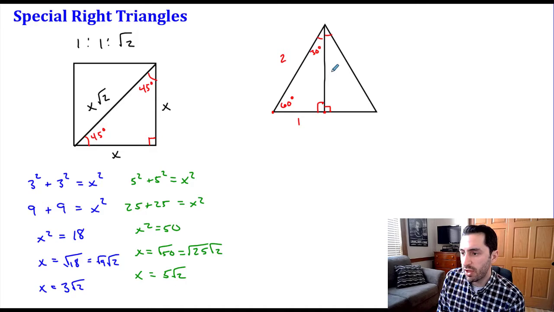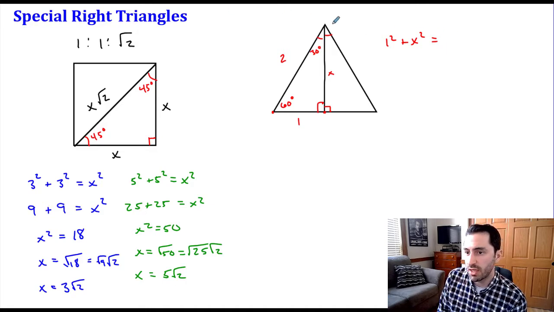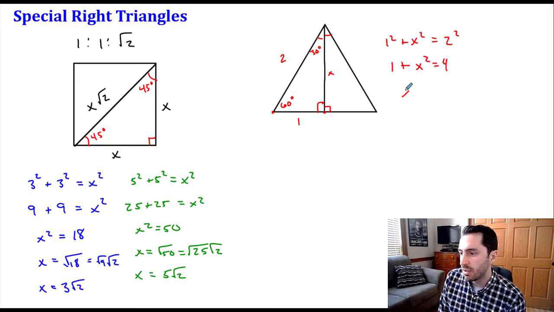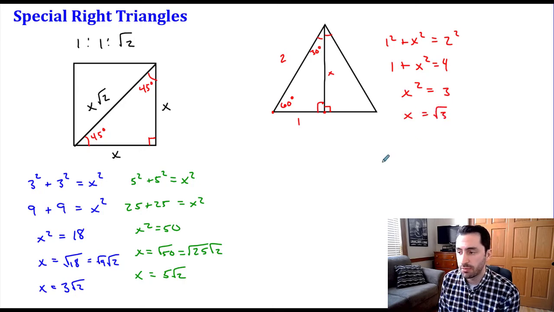And then we can use the Pythagorean theorem to figure out our missing side. So 1 squared plus x squared is equal to 2 squared, which is 4. But I will write everything out here. So this is 2 squared. So 1 plus x squared is equal to 4. So that means x squared is equal to 3. And we get x is equal to the square root of 3.